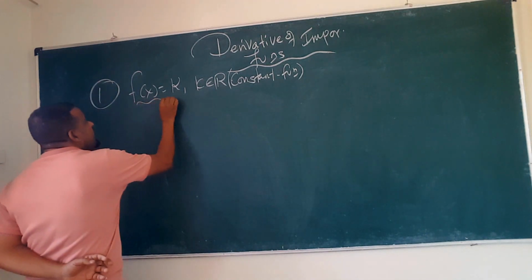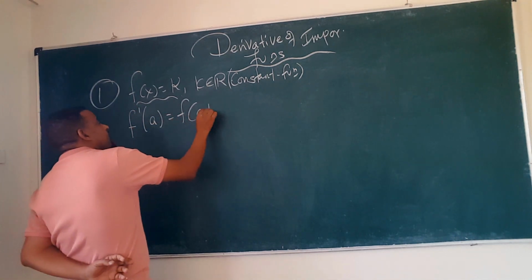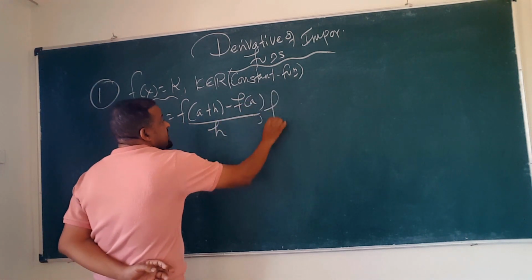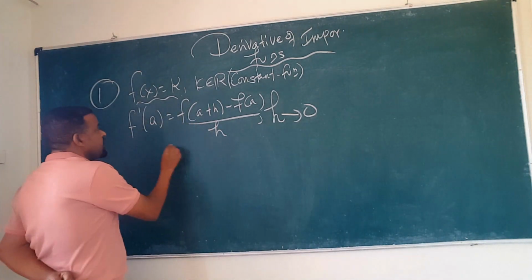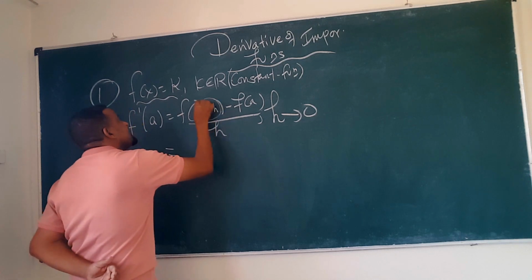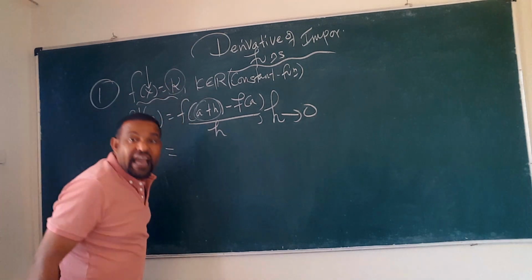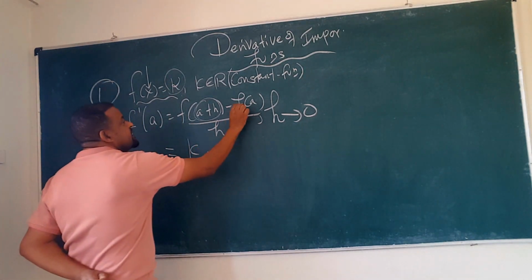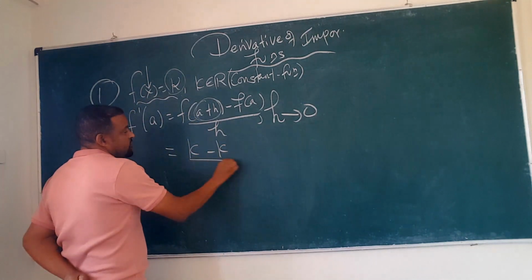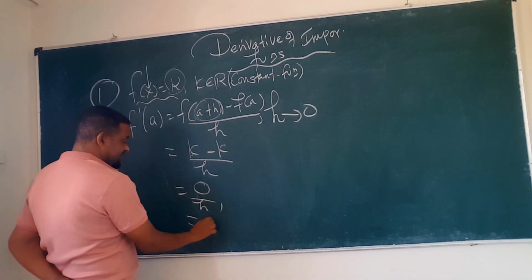So the derivative at a is f of a plus h minus f of a over h, when h is approaching 0. f of a plus h means substituting a plus h in place of x in our function, which is always k. Minus f of a, which is still k. So k minus k is 0 over h.